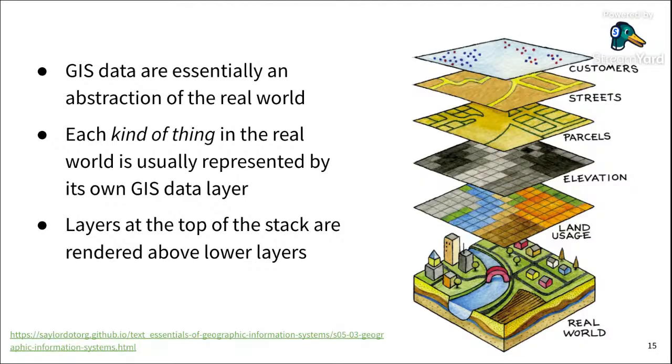So in this example, we see the real world on the bottom. We see a layer that's representing land usage. So we might have areas that are designated as water, others as residential properties and things like that. We might have another layer that's representing the elevation or topography of the landscape. We might have other layers that are representing property that is owned, maybe the streets, maybe the individual people. Another concept is that the layers at the top of this stack are rendered above the lower layers. So this operates a little bit like Photoshop or some other kind of image editing software.